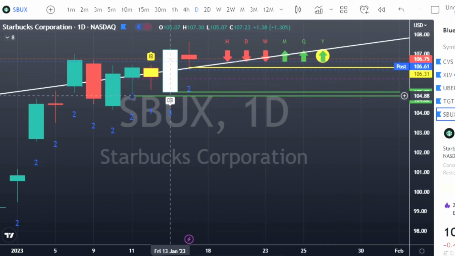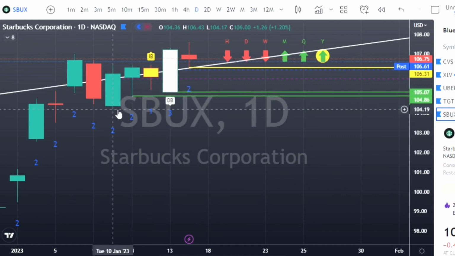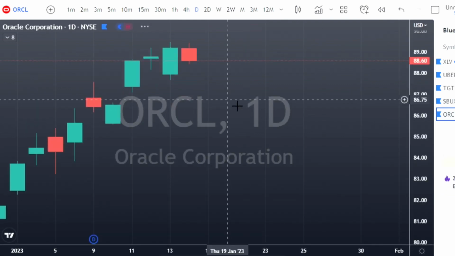2 targets marked out for you guys there. Low of the next preceding wick, low of the next preceding wick. This is where the next one would go. Okay, that's on Starbucks. Oracle.